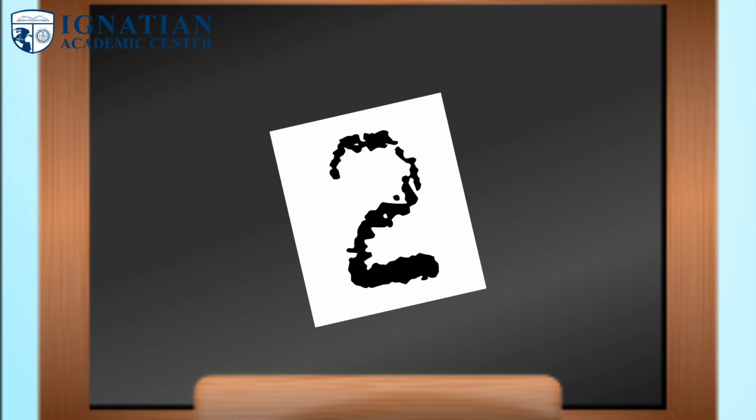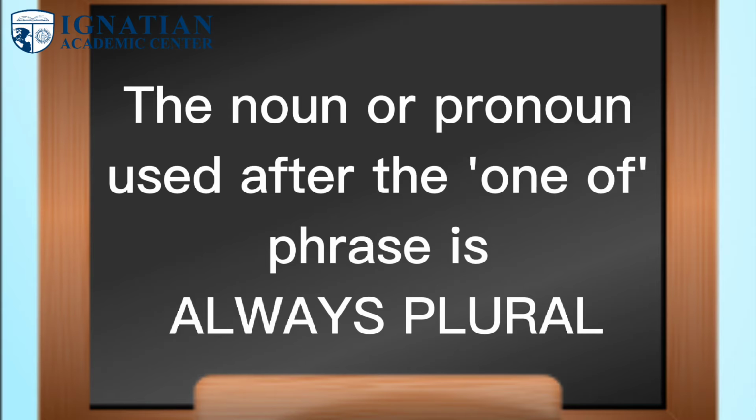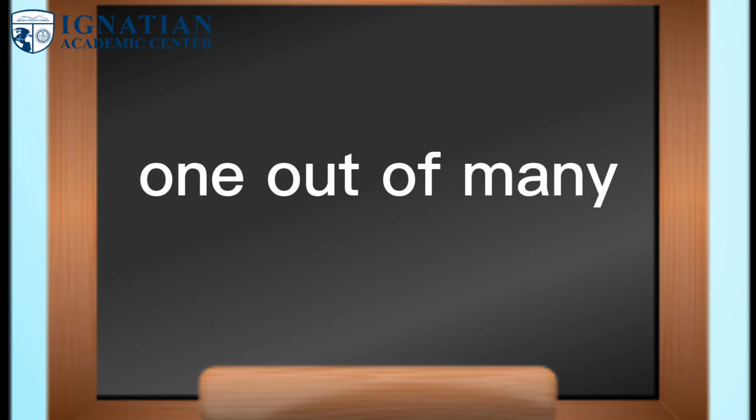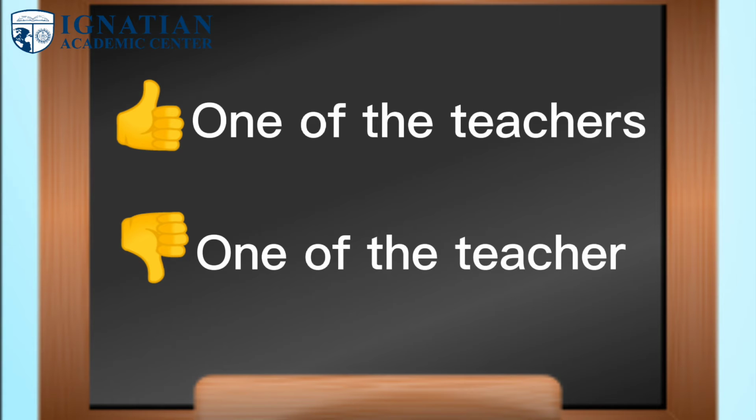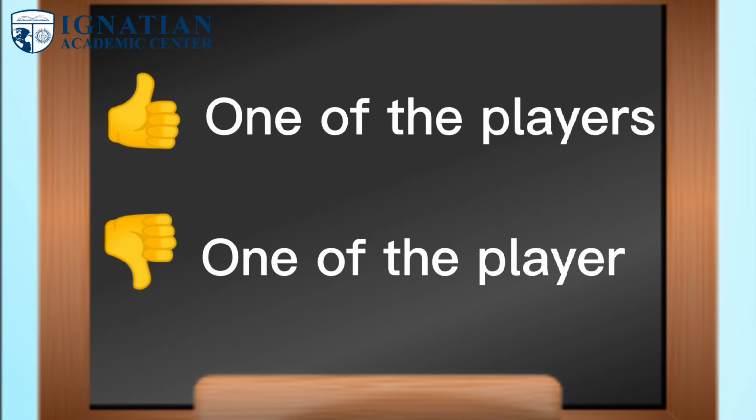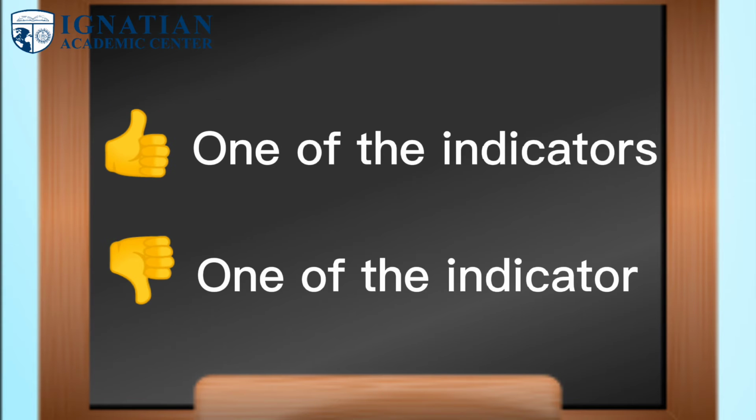Second, the object of the "one of" phrase, the noun or pronoun used after the "one of" phrase, is always plural in form because the concept is we are talking about one out of many. So we say one of the teachers, not one of the teacher. One of the players, not one of the player. One of the indicators, not one of the indicator.